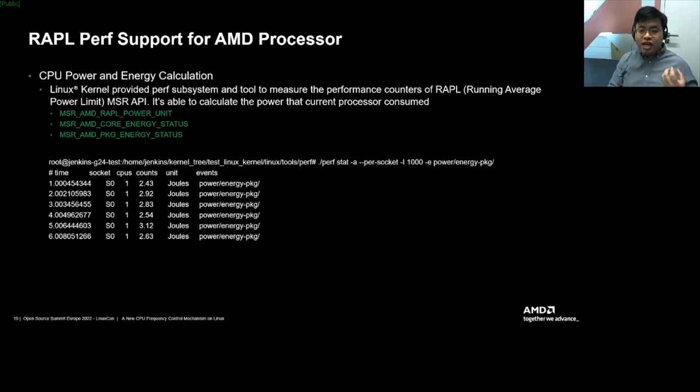We are using the RAPL, the running average power limit interface, to calculate energies of current CPU package power. And we are using the perf tool to monitor the energy consumptions while we are running any CPU benchmarks. The APIs are already implemented in the Linux kernel right now for all the Zen based processors. This approach can be used for the performance per watt testing on the CPU platforms.